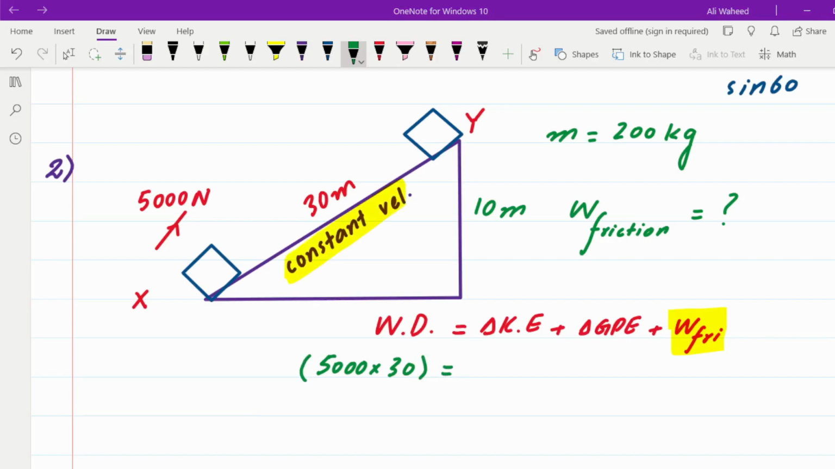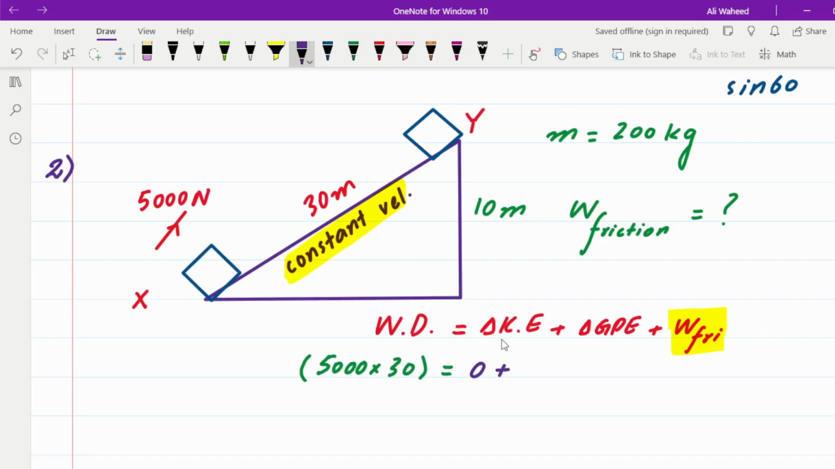Well, there is not going to be any change in the kinetic energy because the velocity does not change, the speed does not change. How do you find the change in kinetic energy? You find the kinetic energy at x, then you find the kinetic energy at y. Because the speed is constant at x and y, the mass is constant at x and y, the kinetic energy would be the same value at x and y. So what is the change? 0.